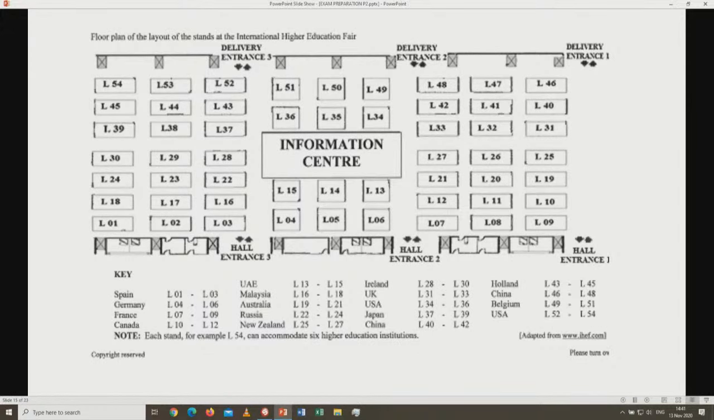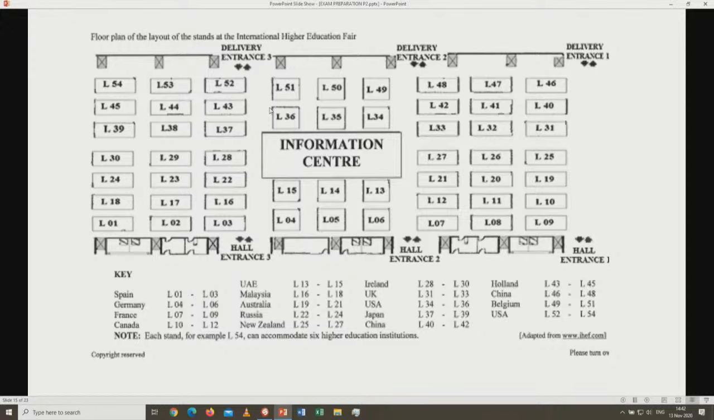Instead of giving you a map, they can also give you a layout plan. This one was also in an old question paper. The previous one was also in an old question paper. And this layout plan that they have here for you was of stalls at an education fair or something like that. You will see here the floor plan and the layouts of stands in the International Education Fair.